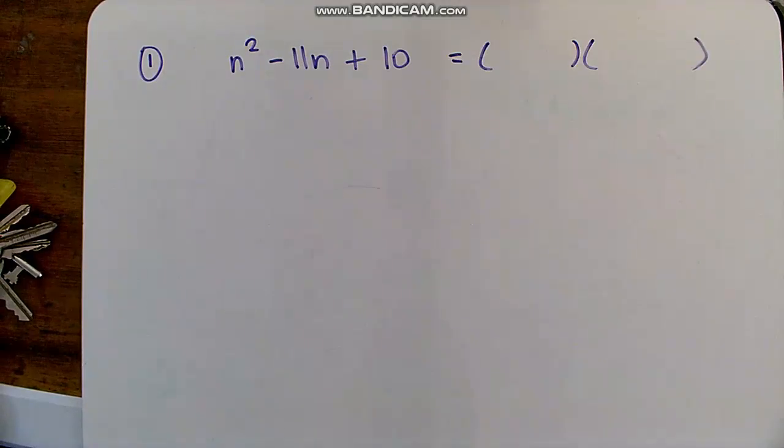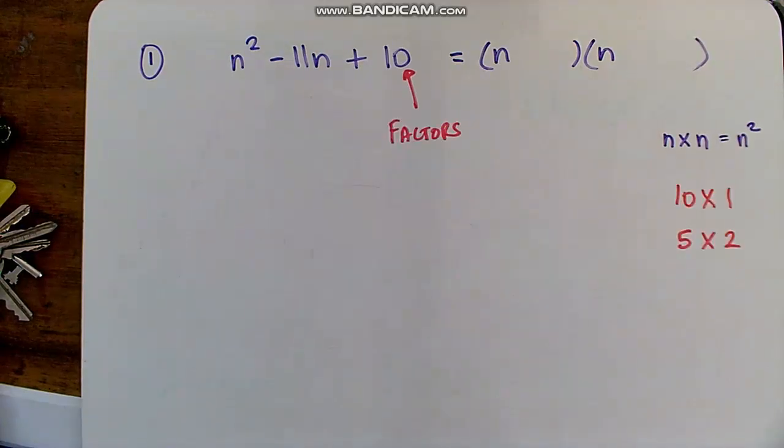Then we look at n squared. To get n squared, it means n times n is n squared. So n will be going in the brackets. After this, we will need to look at 10, and you will have to come up with factors of 10. Now the factors of 10 are 10 times 1. 10 times 1 gives us 10. 5 times 2 also gives us 10. But which 2 will give us the middle number if added or subtracted?